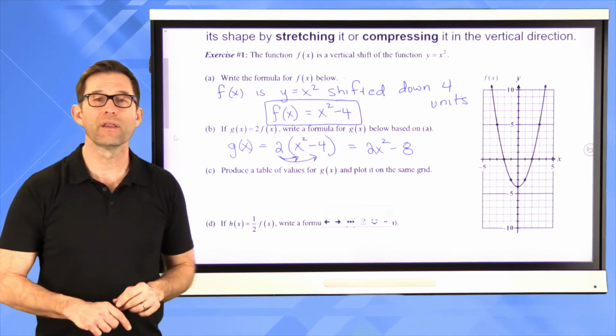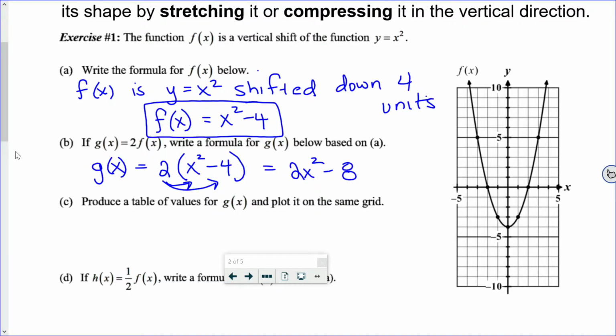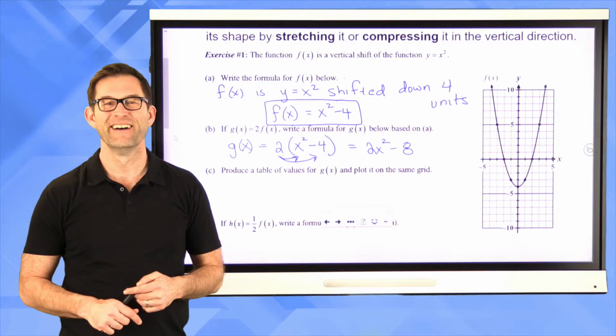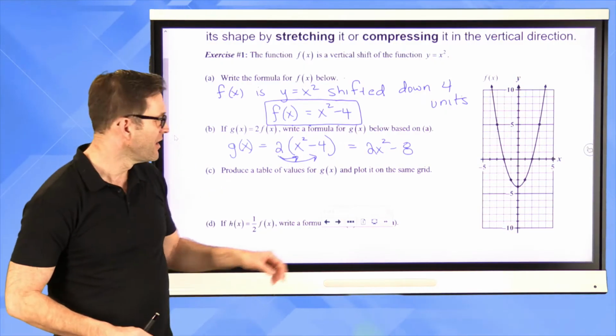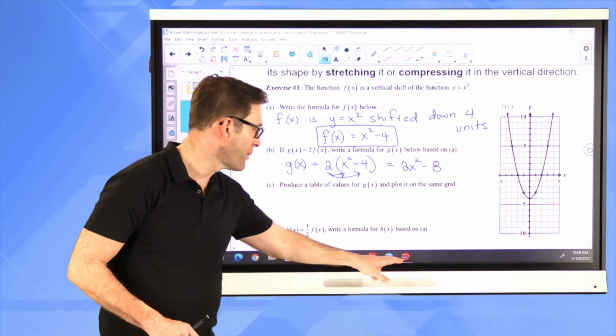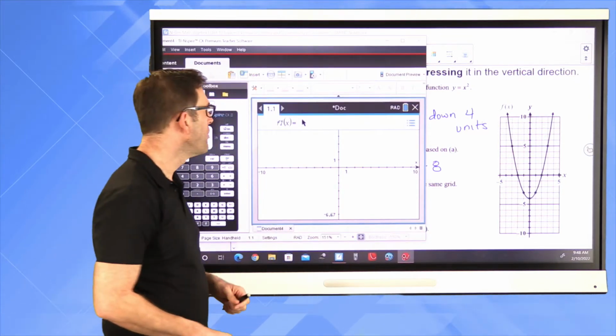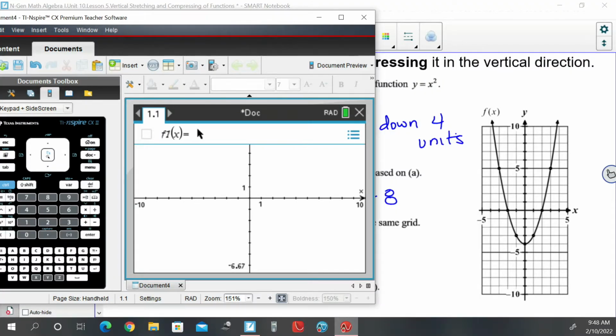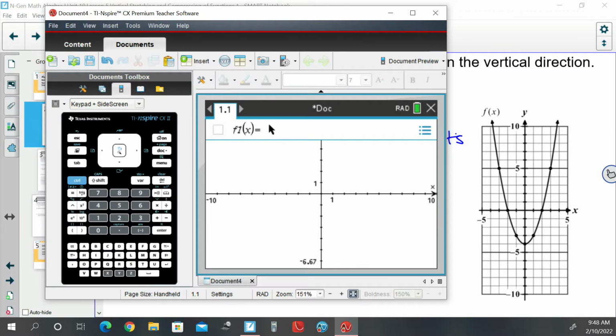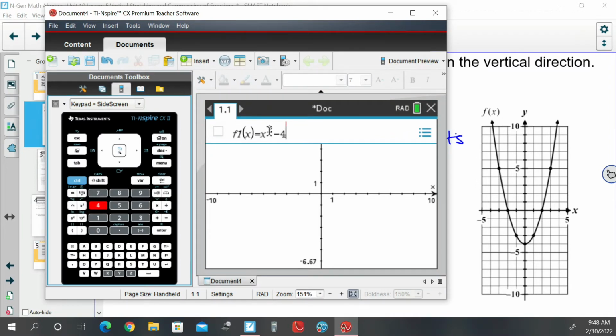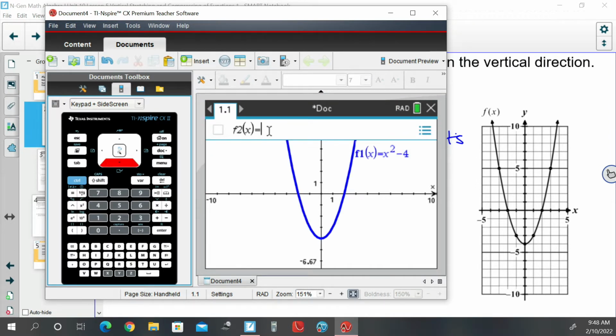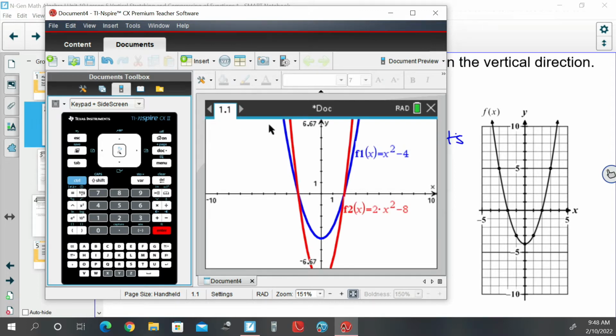All right, let's take a look at letter C. Produce a table of values for g of x and plot it on the same grid. Well, we've done this many times. Let's exit out of here and grab our graphing calculator. I'm going to put in my original function just so that we have them both there. So f of x is x squared minus 4. Now remember our second function, which I can't call g of x on here, but I'm going to say is 2x squared minus 8. There we go.